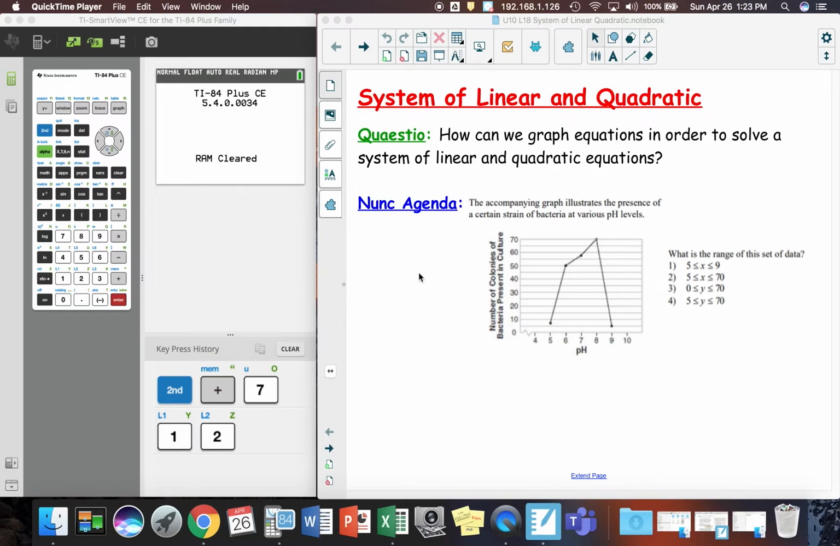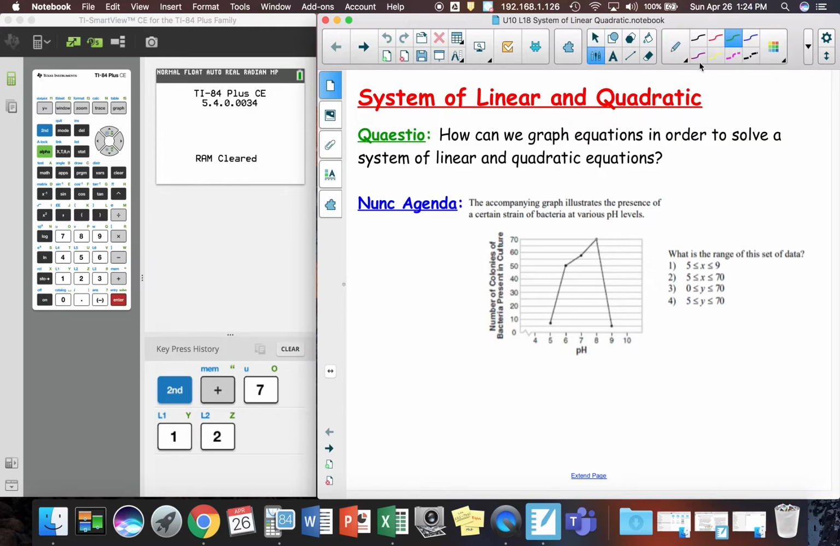Hey guys, today we're going to work on systems of linear and quadratic equations. So for this one, it says the accompanying graph illustrates the presence of certain strains of bacteria at various pH levels. So we see that we have a graph here. The question says, what is the range of this set of data?